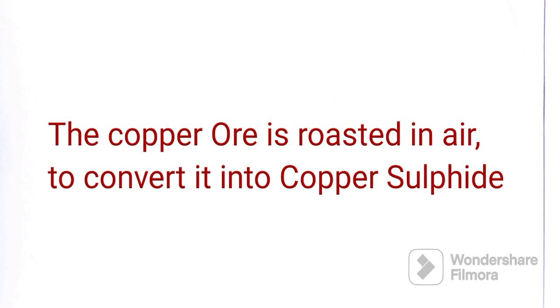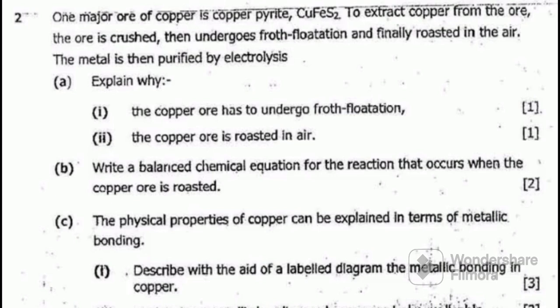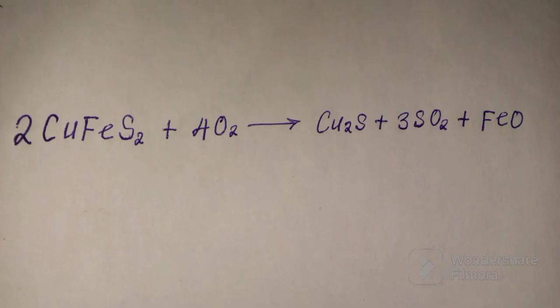Question B. Write a balanced chemical equation for the reaction that occurs when the copper ore is roasted. To write a correct balanced equation, you firstly identify the ore they have given you. Since they have given us copper pyrite, and in the statement we've been given the chemical formula for copper pyrite, that's the chemical formula. Since the ore was being roasted in air, it means this ore was reacted with oxygen. So this is a balanced chemical equation.